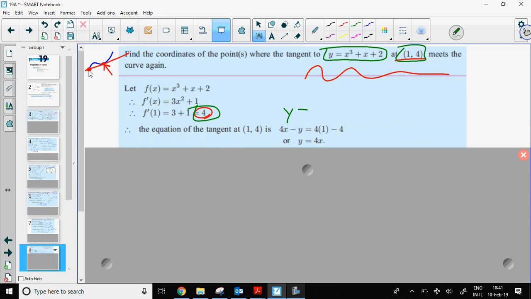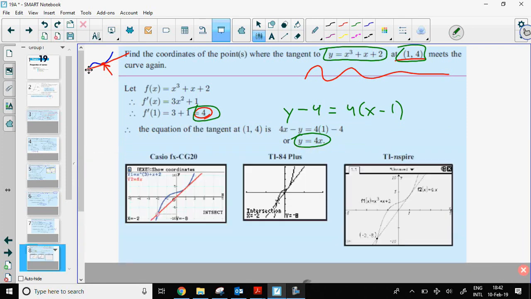As before, I would have had this as y minus 4 is equal to 4 times x minus 1, but you can see that's going to be the same thing. It simplifies very nicely to y equals 4x. So now we're solving x cubed plus x plus 2 equals 4x. So this might be a paper 2 question because for the most part we don't know how to solve cubics. But whatever, we could just grab a calculator and easily figure out where they intersect again. The book shows us 3 different images here from different calculators. You can see the intersection point is -2, -8. So that's the answer here.